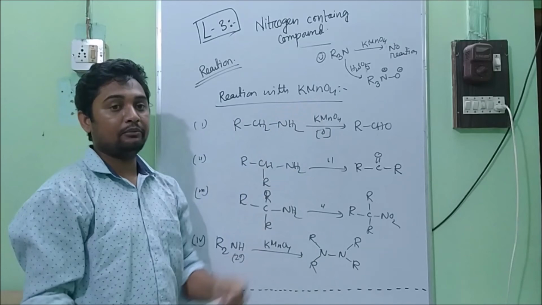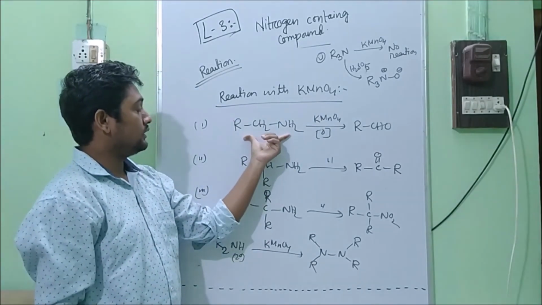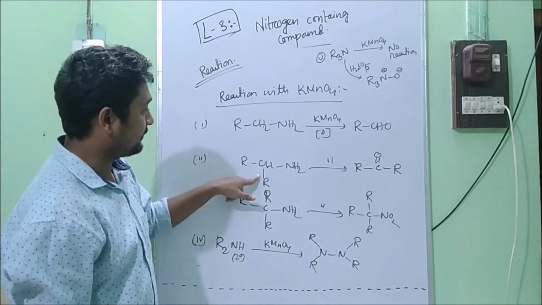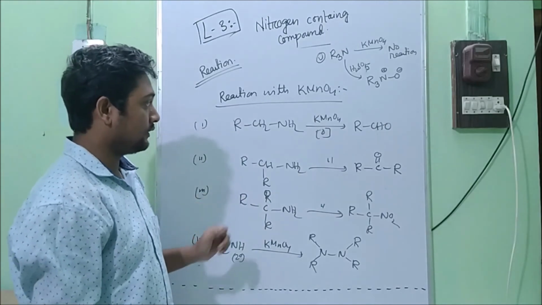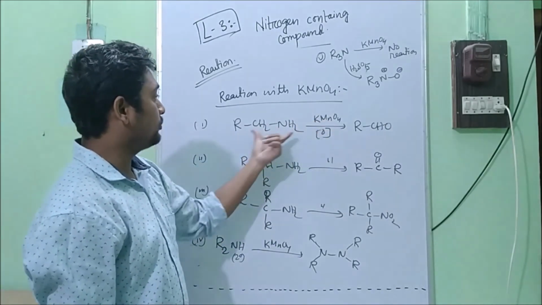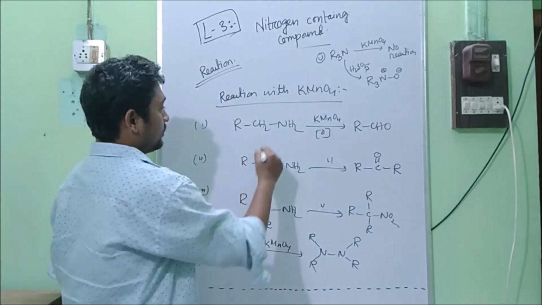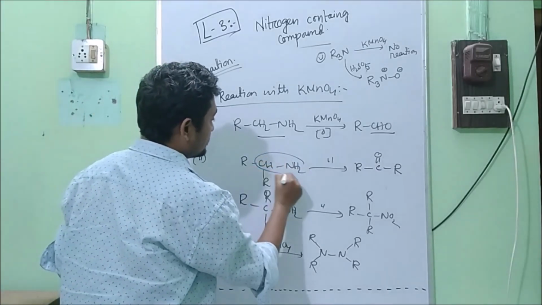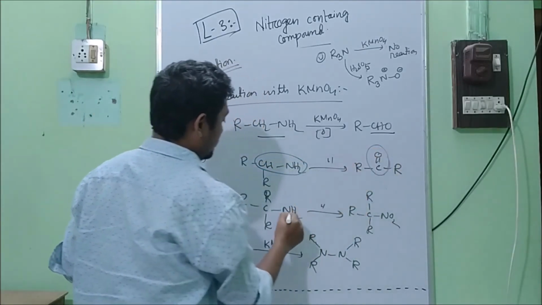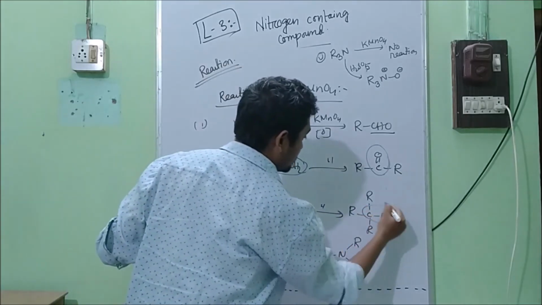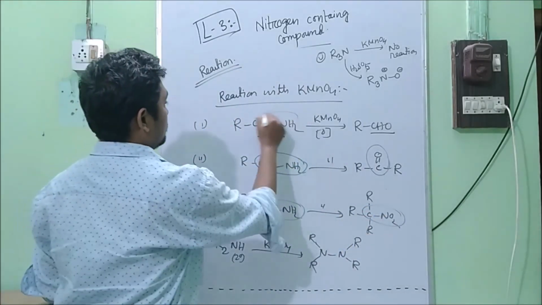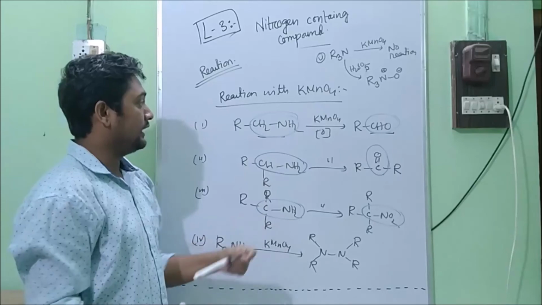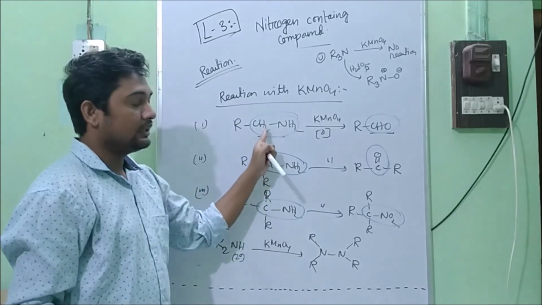Now reaction with KMnO4. So these are 1 degree amines having 1 alkyl group on this carbon, 2 alkyl groups on this carbon, 3 alkyl groups on this carbon. If we use KMnO4 with these compounds, then this group will convert into an aldehyde group, this one will convert into a CO group, and this one will convert into this group. See how? So by using KMnO4, you will have different kinds of products for different kinds of substrate.